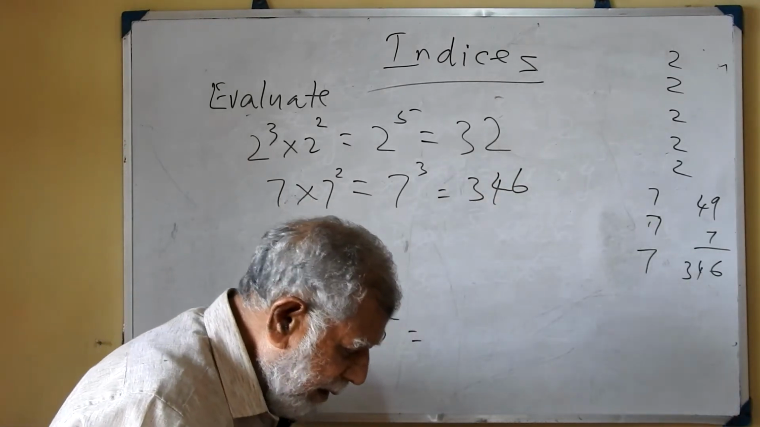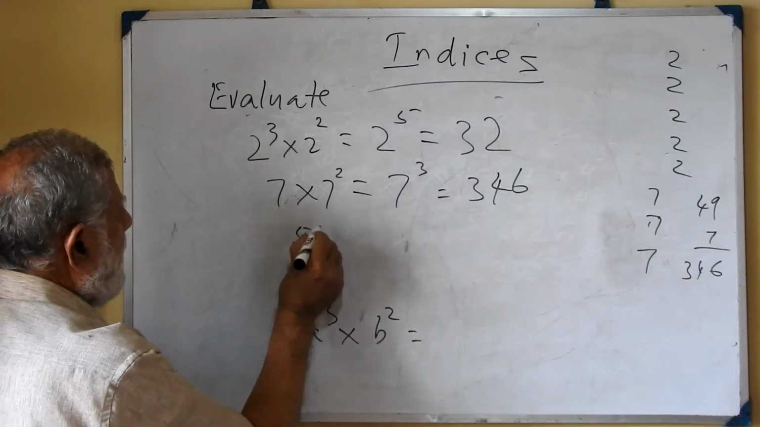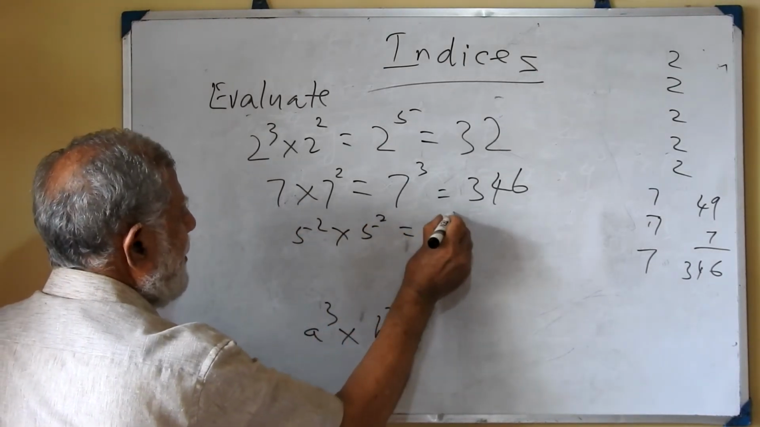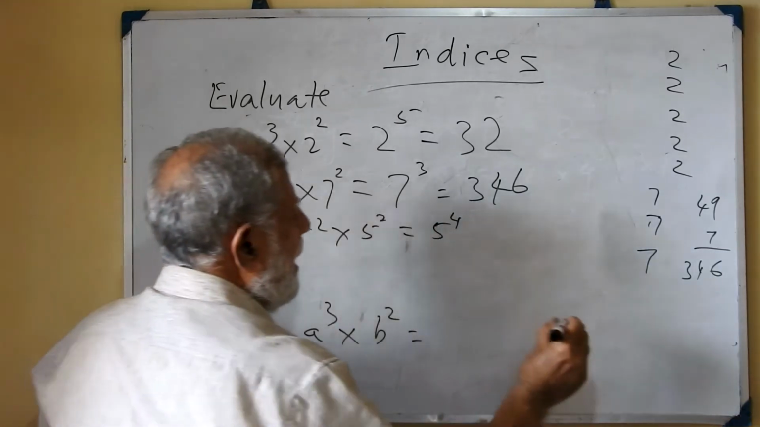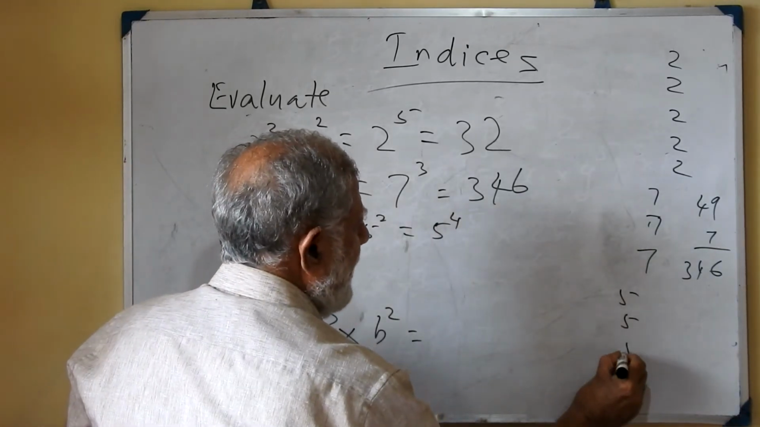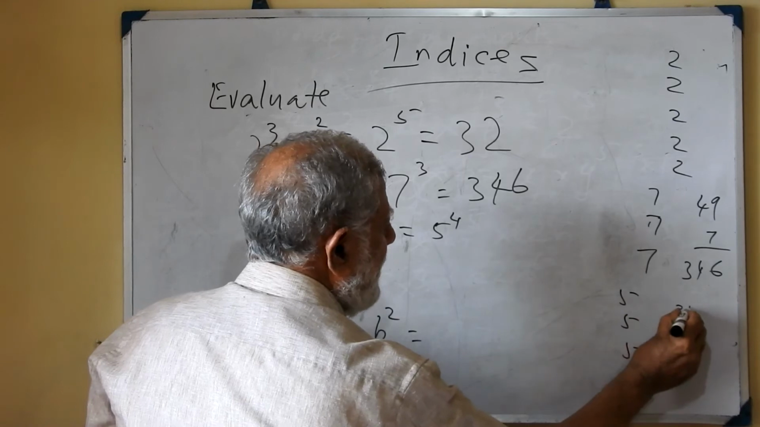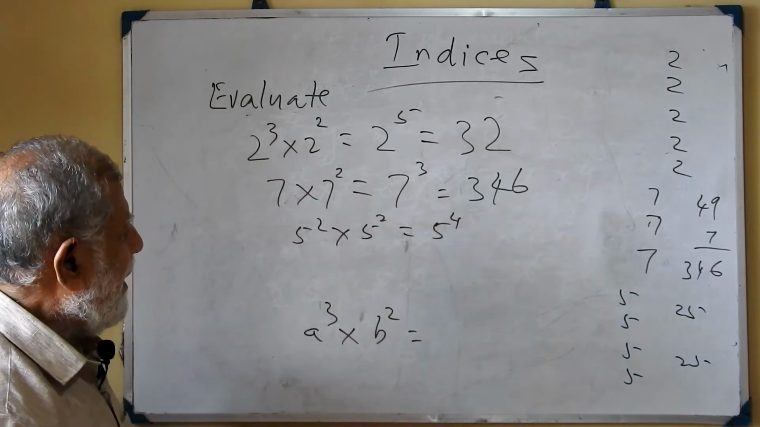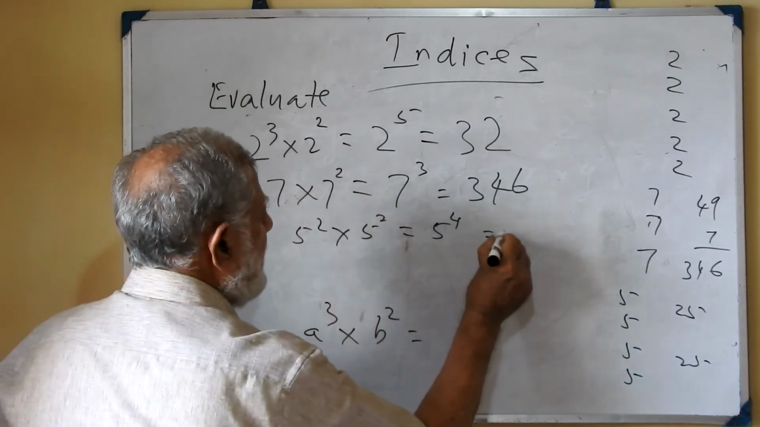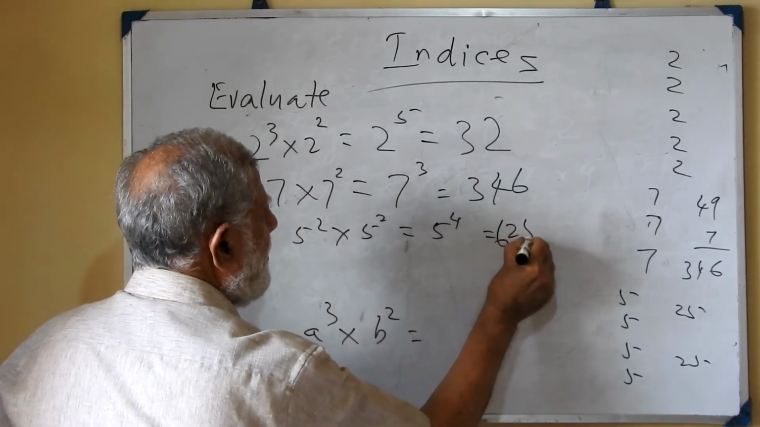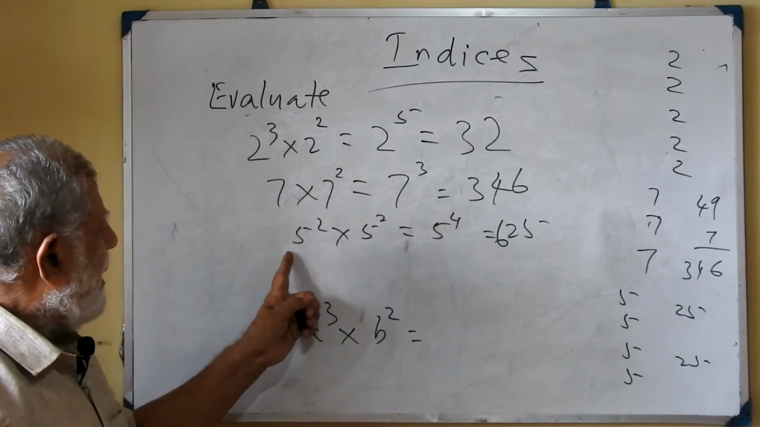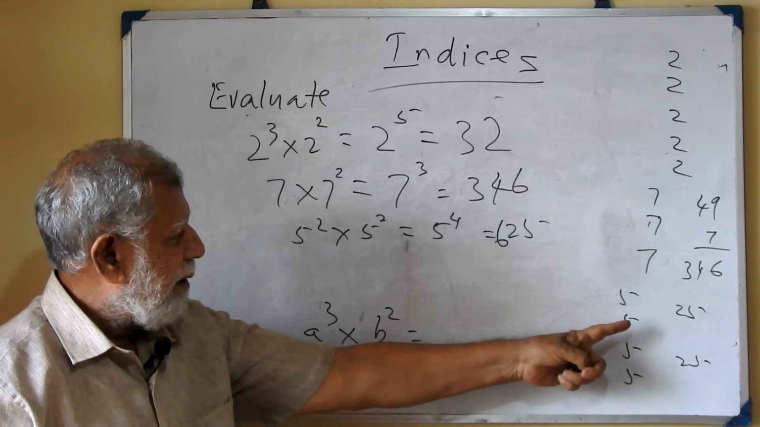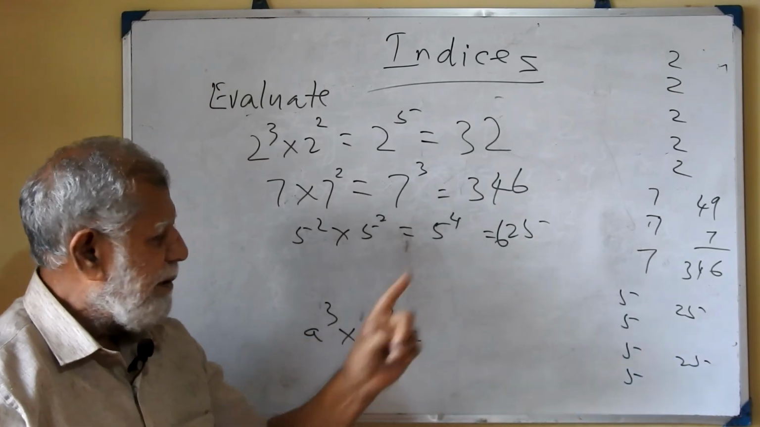We'll take another example. 5 squared into 5 squared. That is equal to 5 to the power of 4. 5 to the power of 4 will be 5, 5, 5, 5. That is 5 times 5, 25, 25. So you must know the squares of numbers. 25 and 25 is equal to 625. So 5 squared into 5 squared will be 5 to the power of 4, 5 multiplied 4 times. 5 times 5, 25, 5 times 5, 25, 25 and 25, 625.